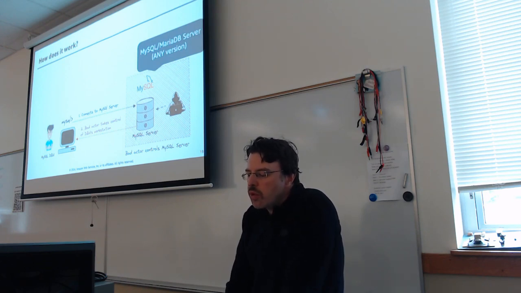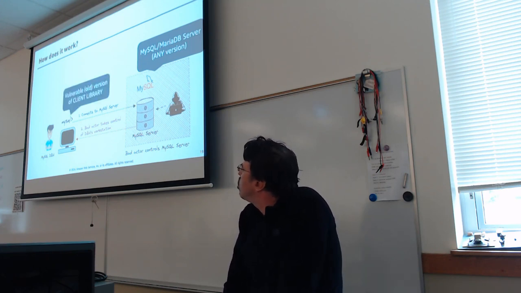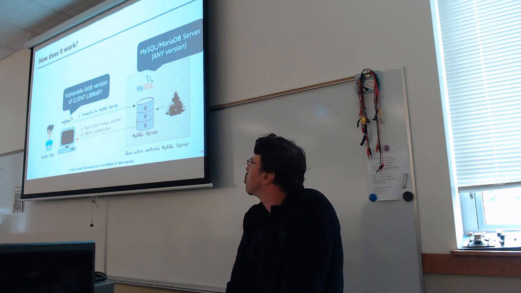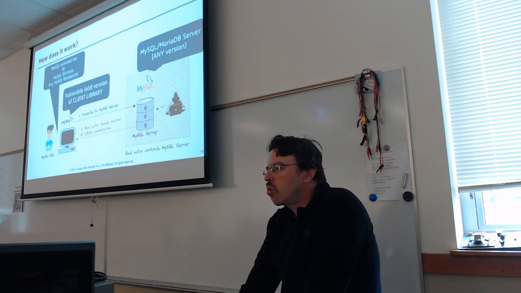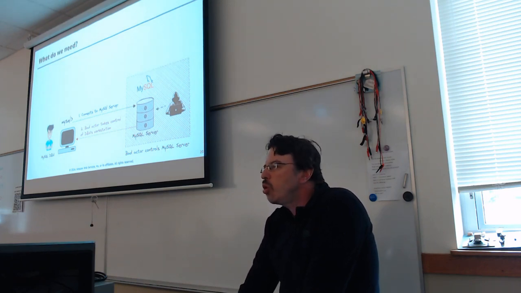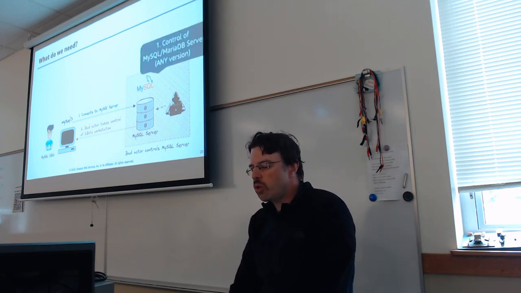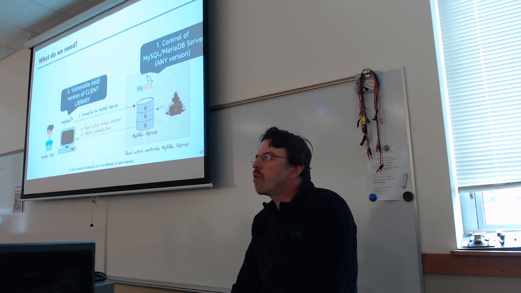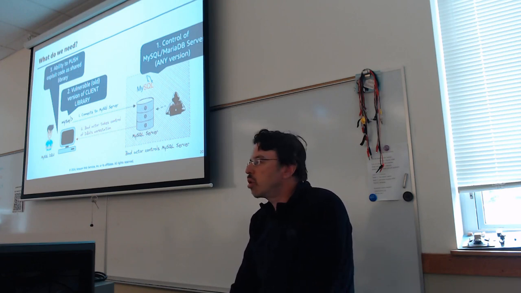So the server version doesn't really matter. You need to have the vulnerable old version of the client. And this client can be a command line or GUI tool. So what do we need to reproduce that in the old version? We need to have control over the server. We need to have the vulnerable version on our victim machine. And then we need to have the ability to push the exploit code.